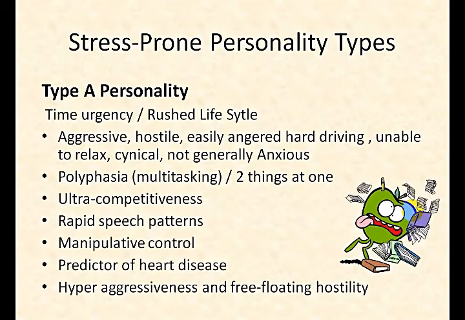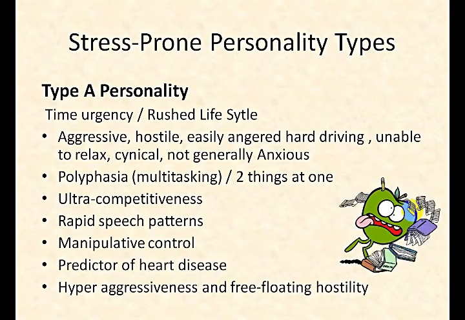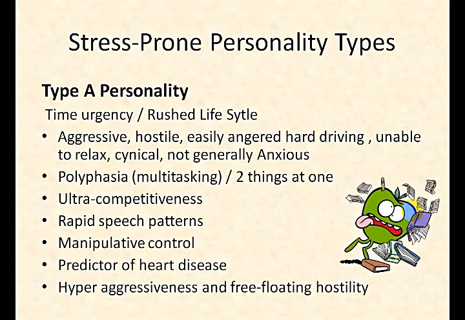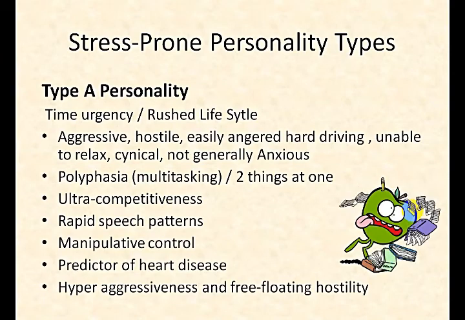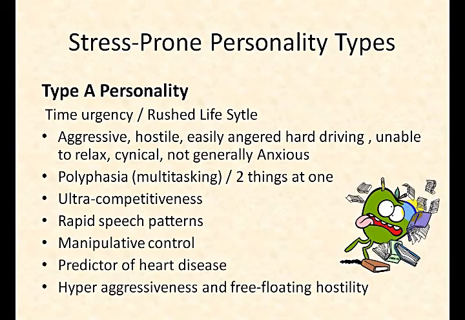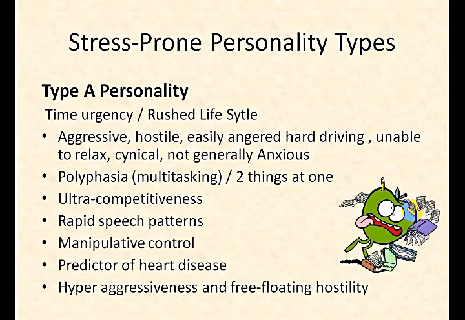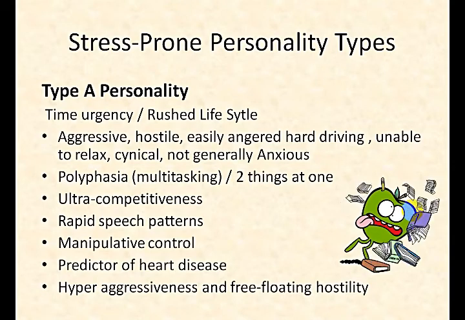Stress prone personalities, in this type A personality: time urgency, rushed lifestyle, aggressive, hostile, easily angered, hard driving, unable to relax, cynical, not generally anxious. Polyphasia, multitasking, two things at one time. Ultra competitiveness, rapid speech patterns, manipulative control, predicted heart disease. Hyper aggressiveness and free floating hostility.